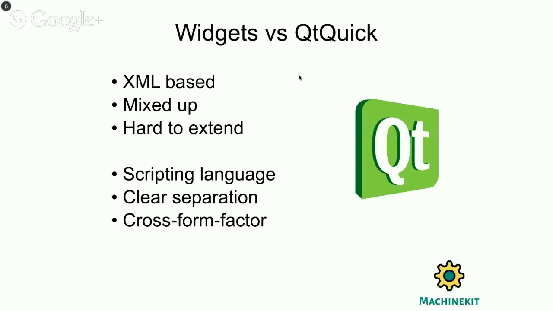QtQuick forces a clear separation of the user interface code and the application code. QtQuick itself can contain application code, but you can also create applications purely based on QtQuick. However, if you want to develop heavy code with many algorithms or logic functions, you probably want to use C++, and you have to use C++ in this case. And this forces you to clearly separate your application code and your user interface code.